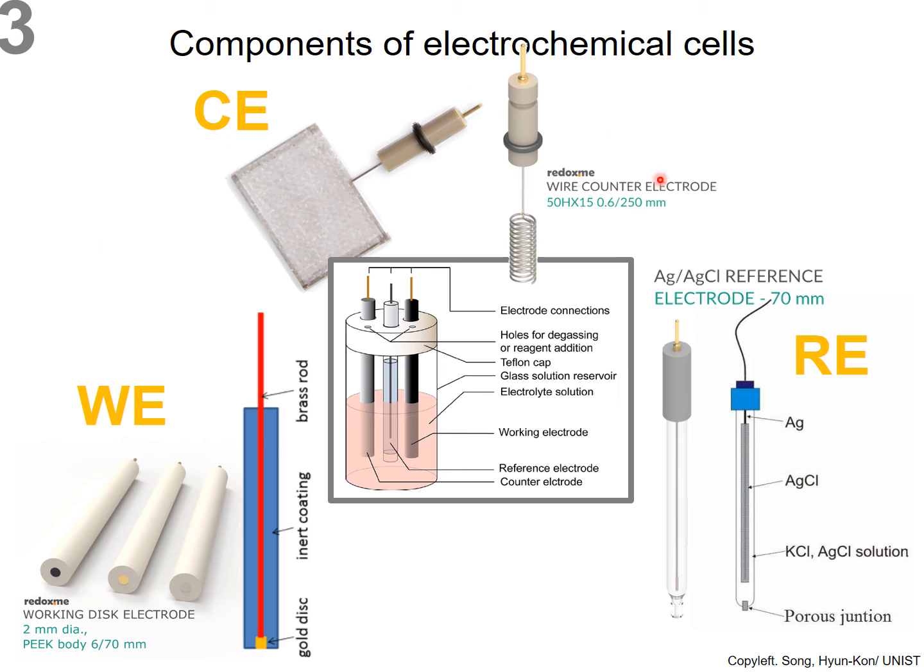The third one is the counter electrode. The surface area of the counter electrode should be larger than that of the working electrode. So sometimes we use a coil type counter electrode, which is platinum, and the other one is a platinum gauze electrode. So we need to have those three electrodes, working, reference, and counter electrodes, for electrochemical cells.